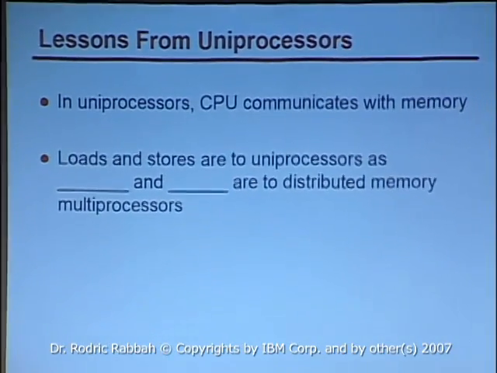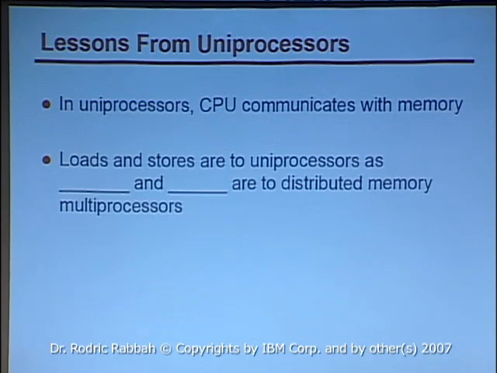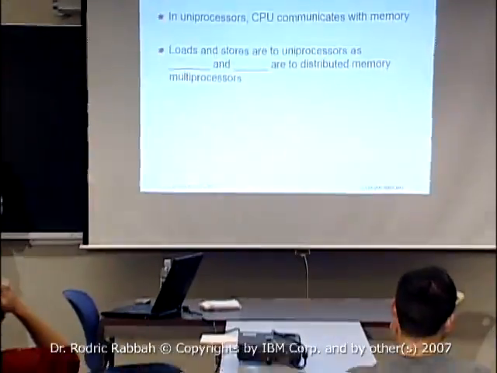The way I'm going to do this is to draw from wisdom in uniprocessors. In uniprocessors, CPUs communicate with memory, and conceptually that's no different than multiple processors talking to multiple processors. It's really all about where the data is flowing and how the memories are structured. So loads and stores are to the uniprocessor as what and what are to distributed memories. If you think of Cell, what would go in those two blanks?